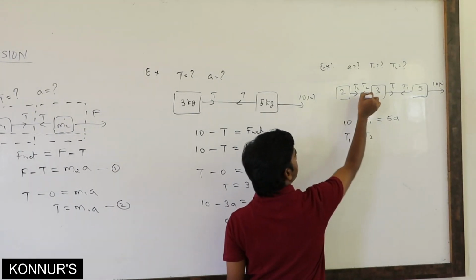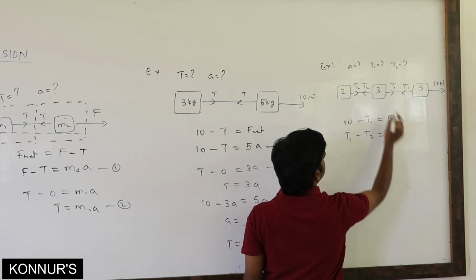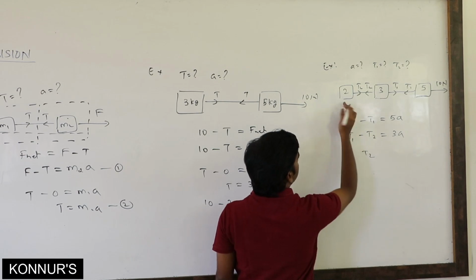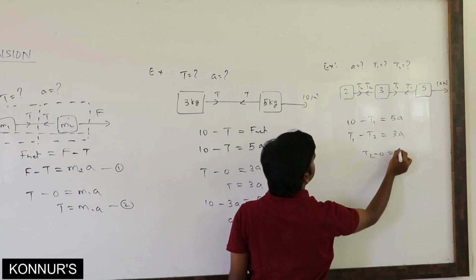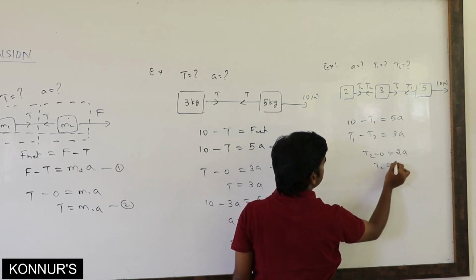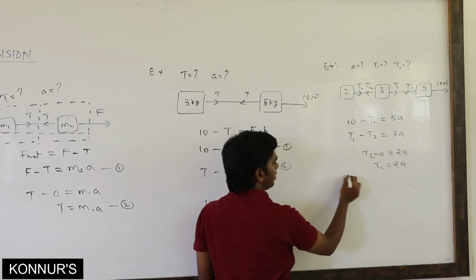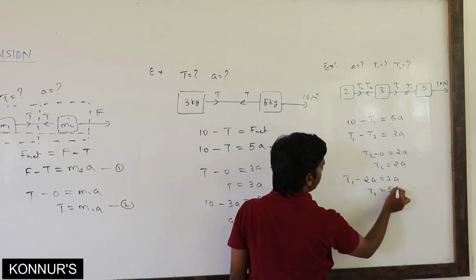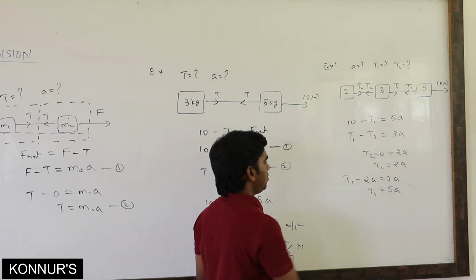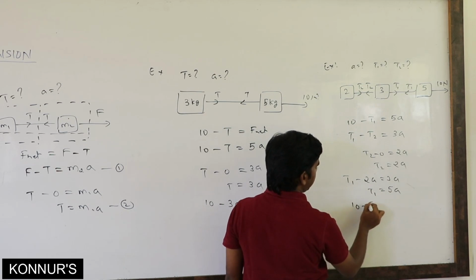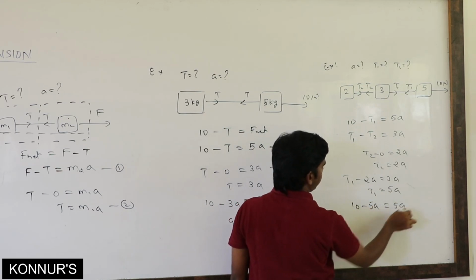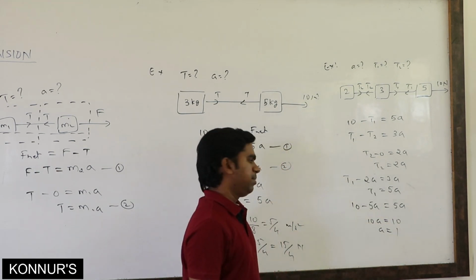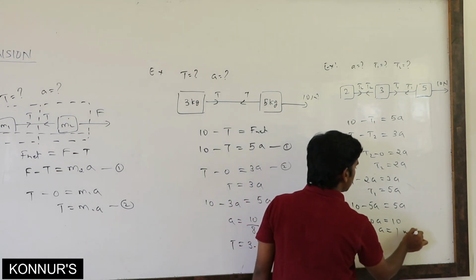Minus here T2 is there. So you will get mass into acceleration. Similarly on this one, T2 in this side, nothing is there, 0 equals 2A. So T2 equals what? 2A. Substitute here: T1 minus 2A equals 3A. So T1 is 5A. Substitute T1 here: 10 minus 5A equals 5A. So 10A equals 10. So acceleration is coming as 1 meter per second square.